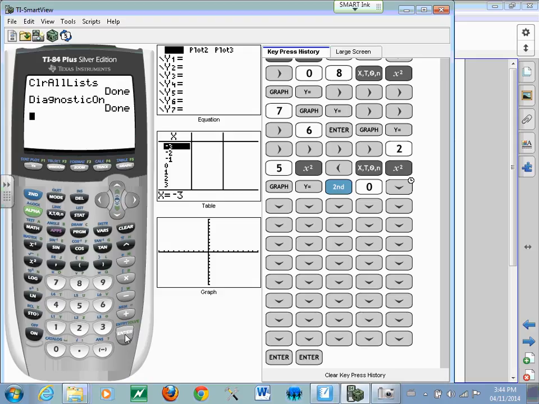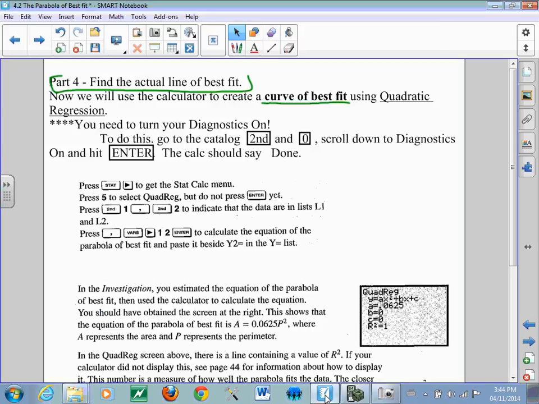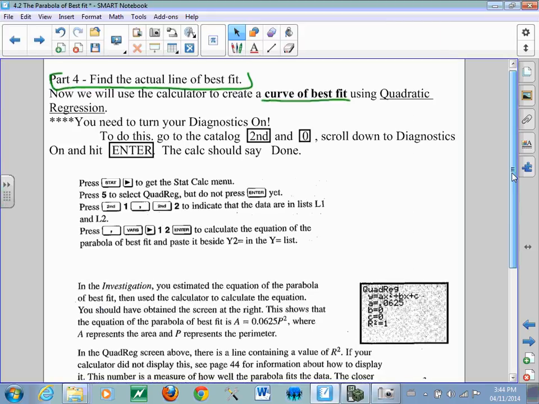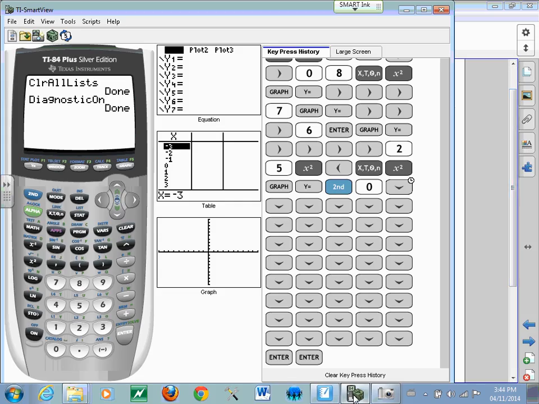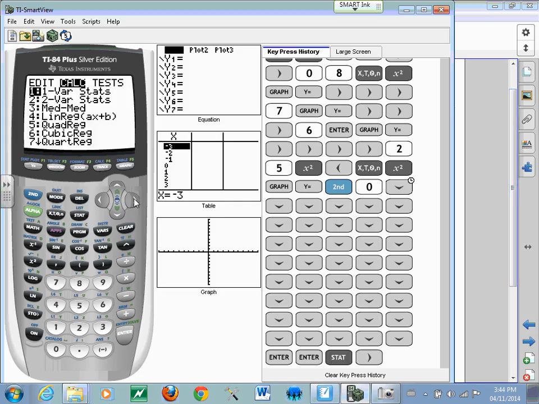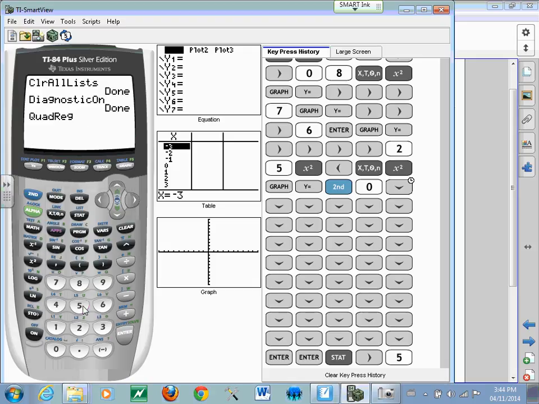Now we need to go back to our lesson and learn what steps to press. Right now we're going to be doing these buttons. So just follow along in your textbook as I do this. I'm going to go stat, over to the calc menu. Notice where it says quadratic regression. That's number 5.